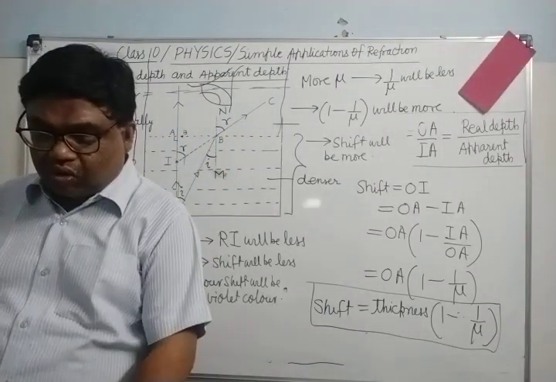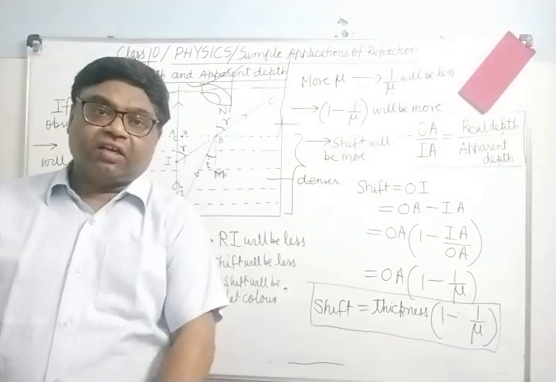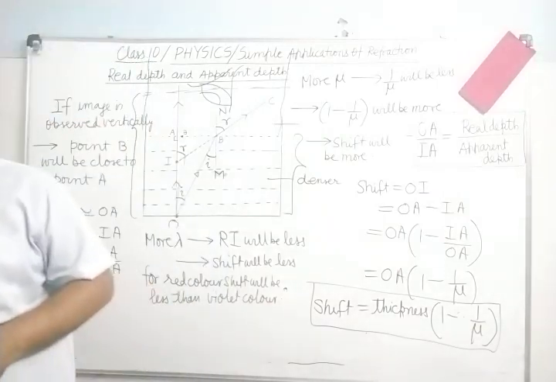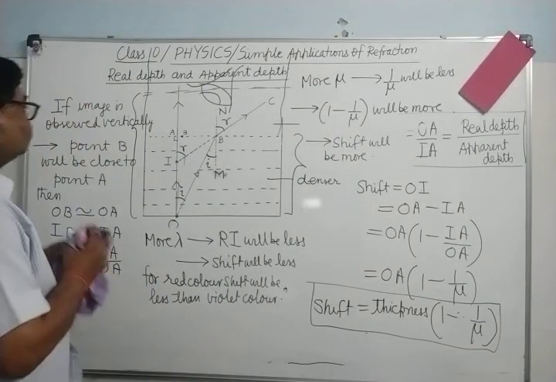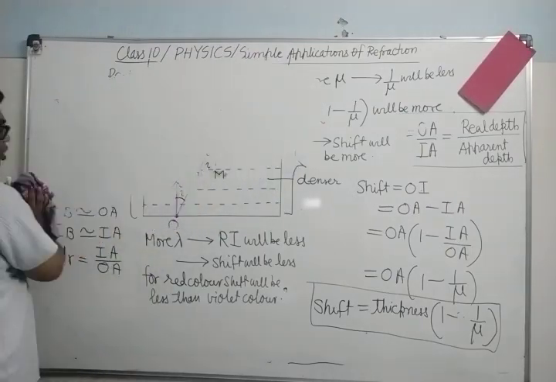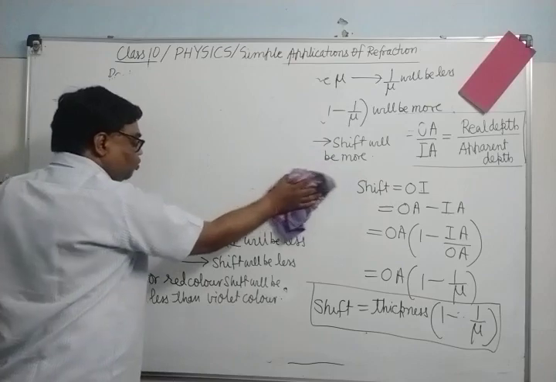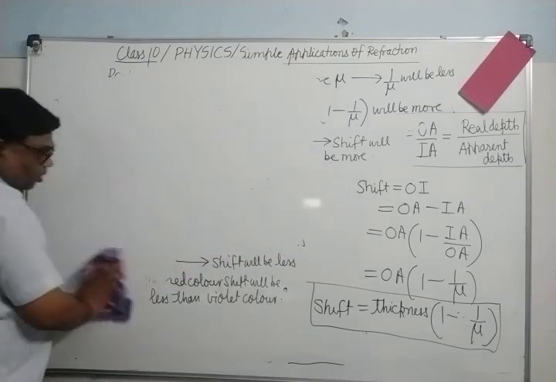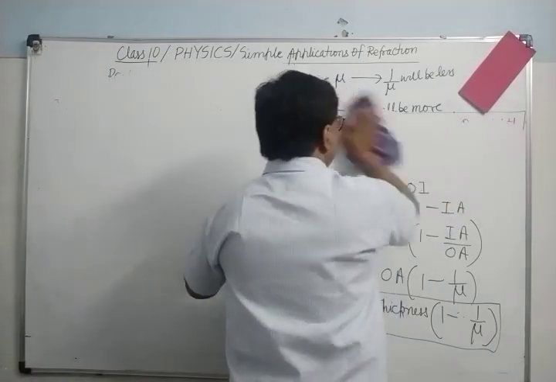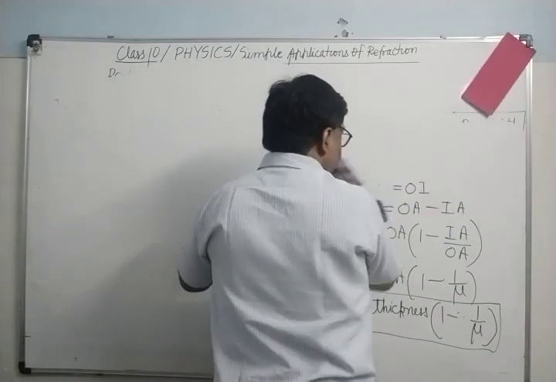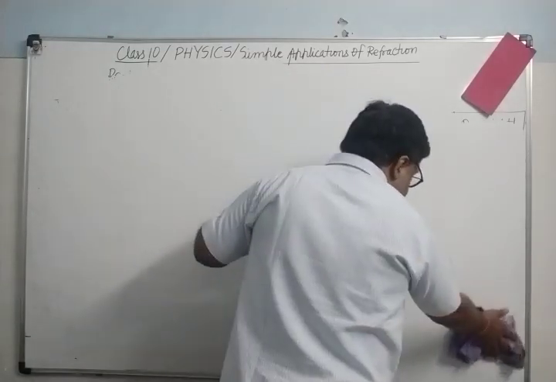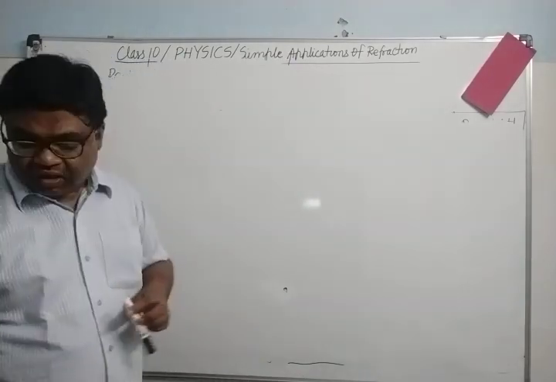Now there is one more. When a stick is immersed obliquely in water, it appears bent and short. I am going to explain this with the help of a diagram. What is the reason behind this? It is because of the refraction of light. If it is asked what is the reason, because of the refraction of light. It's clear? Now you can see here.